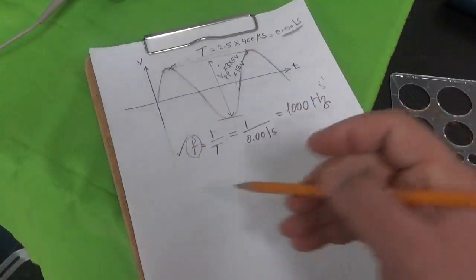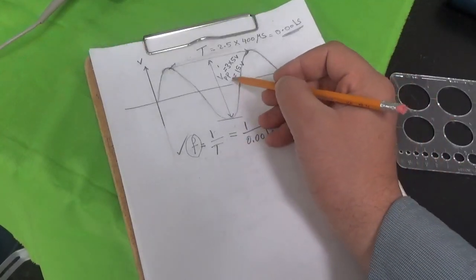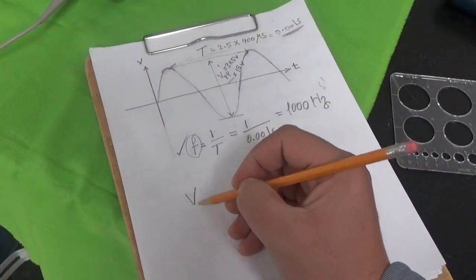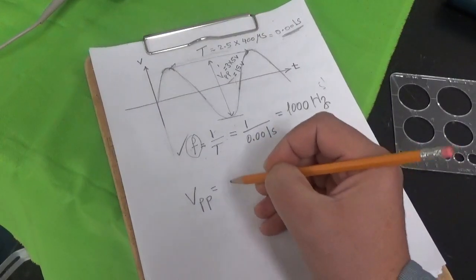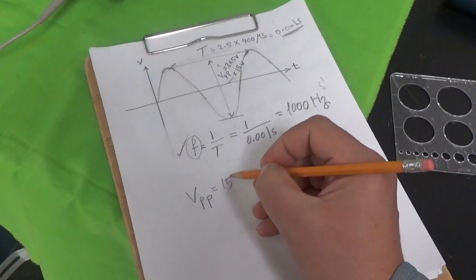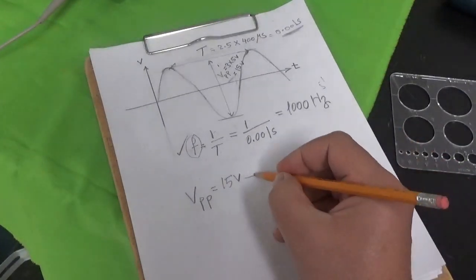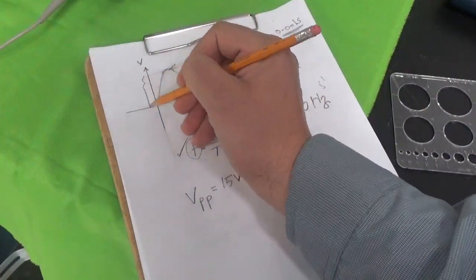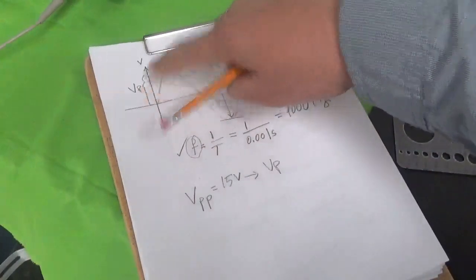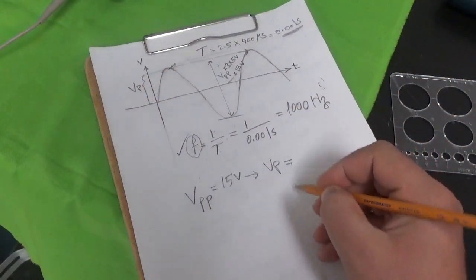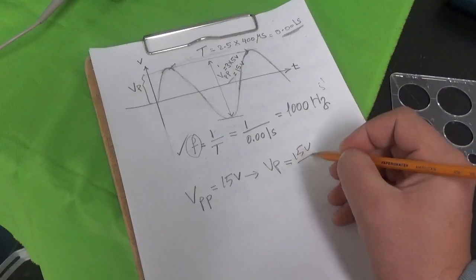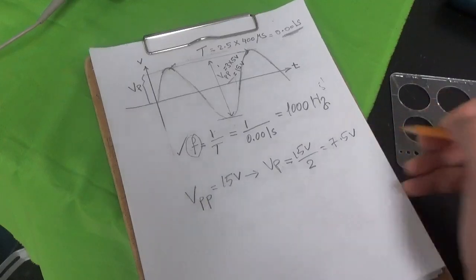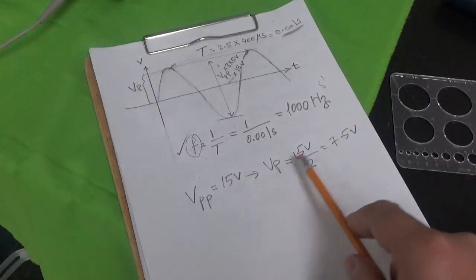Now I would like to move to the voltage, or V peak to peak. So why do we need V peak to peak? V peak to peak, guys, was 15 volt, and V peak, which is from here to here, so this is called V peak, is equal to 15 volt divided by 2, so that will give me 7.5 volt. So this is V peak.